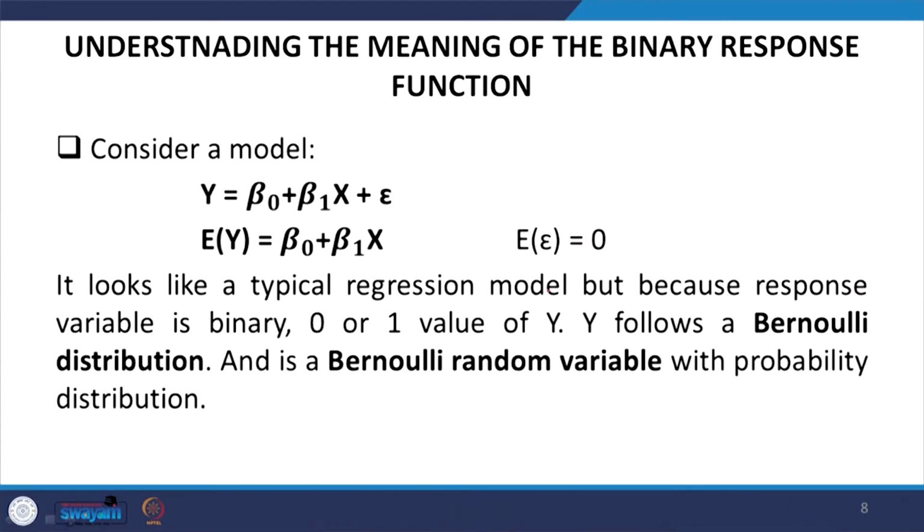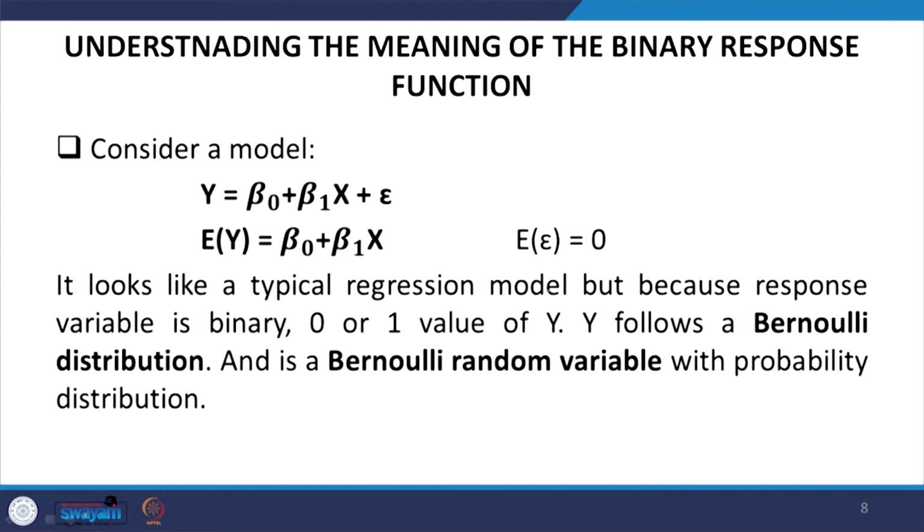Now, let us clarify it, understanding the meaning of the binary response function. Consider a standard linear regression model: Y is equal to beta naught plus beta 1 x 1 plus error term epsilon. The expected value of y is nothing but this portion only, because the error term boils down to 0 because of the assumptions. So, it looks like a typical regression model.